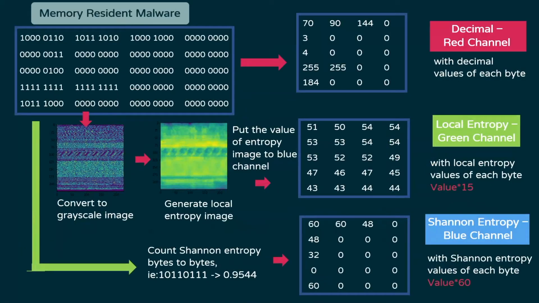This is a schematic diagram of how we generate the RGB image. The red channel and the blue channel can come directly from binary values. The channel entropy values are between 0 and 1, so we multiply the channel entropy value by 60 to increase the influence of the channel. The green channel is the local entropy value of the image. We first convert the binary to a grayscale image and generate a local entropy image, and put each byte's value of the entropy image into the green channel. We also multiply the local entropy value by 50 to increase the influence.